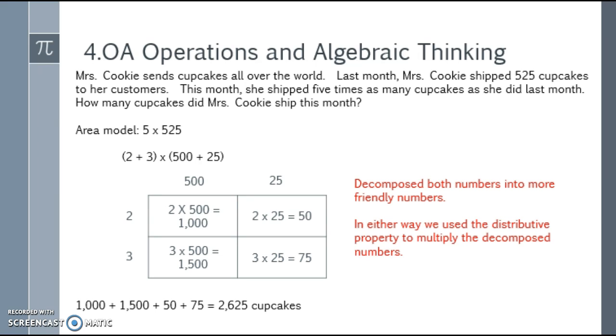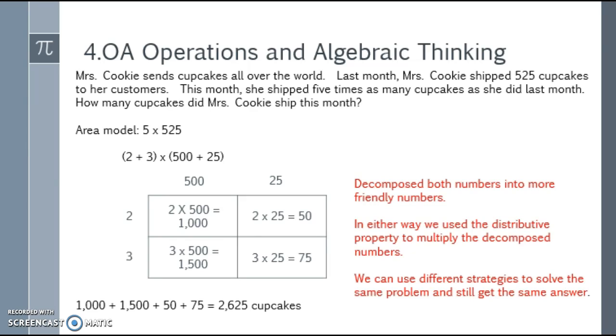We decomposed both numbers into more friendly numbers. However, either way, we use the distributive property to multiply the decomposed numbers together. So whether we decomposed just 525 by itself or both of them, we still get the same result. We can use different strategies to solve the same problem and still get the same answer.